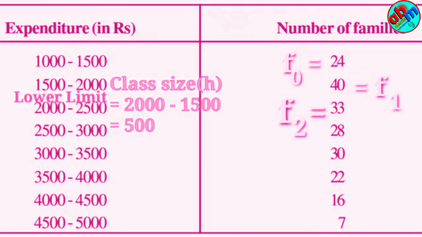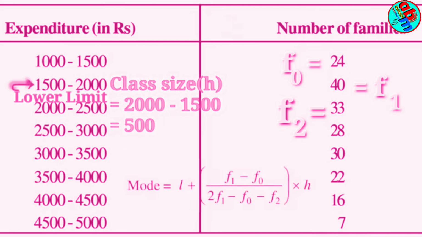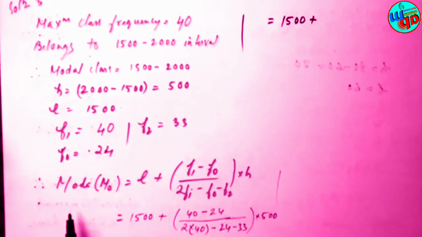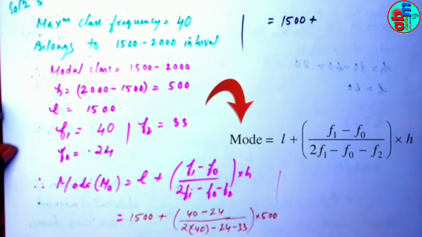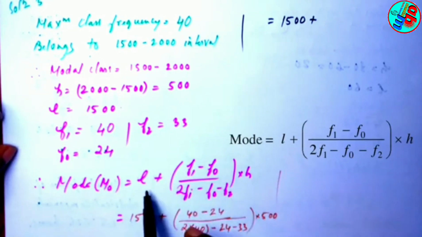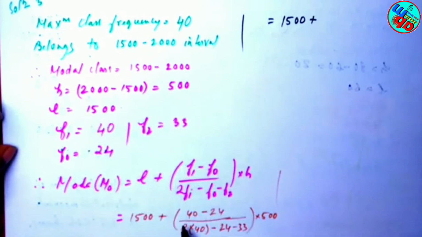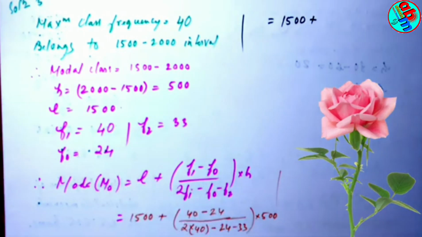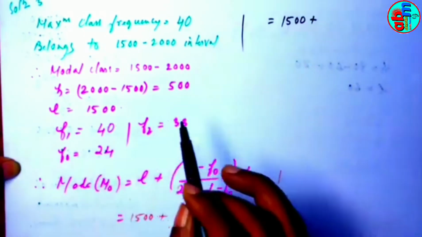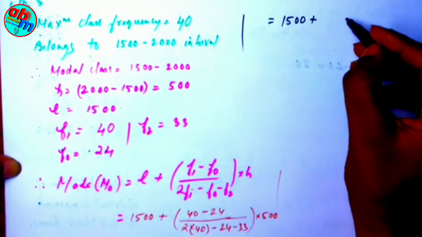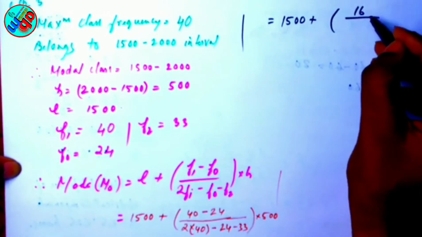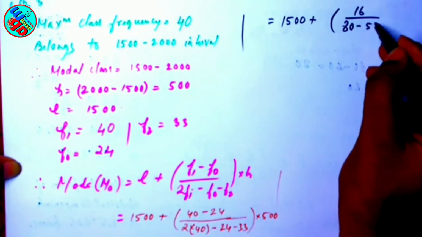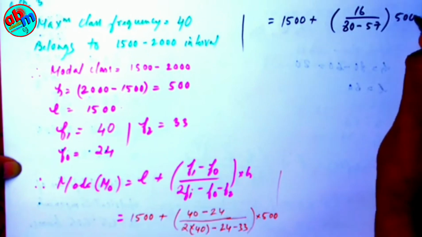So let's put these values in the formula and calculate the mode value. Mode = L plus (F1 minus F0) divided by (2F1 minus F0 minus F2) into h. L is 1500 plus F1 is 40, F0 is 24, divided by 2 into 40 minus 24 minus F2, which is 33, into h, which is 500. After calculation we have 16 divided by 80 minus 57, into 500.